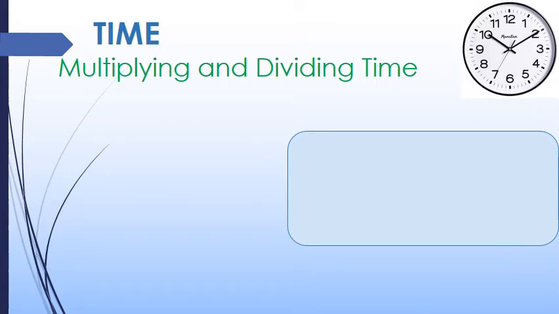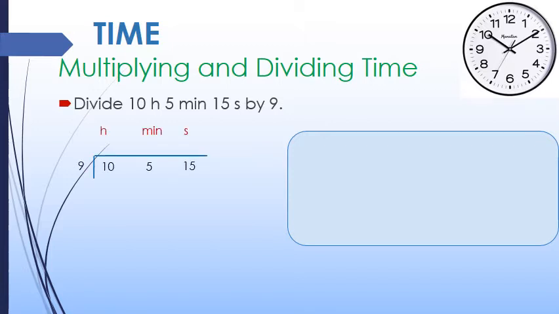Now children, let's see the second example. In this example, we will divide 10 hour 5 minutes 15 seconds by 9. So let us see how we will do this division. We will write hour, minutes and seconds separately, and we will do the division of hour, minutes and seconds separately. So first of all, we will start the division from the hour. So we will divide 10 hour by 9.